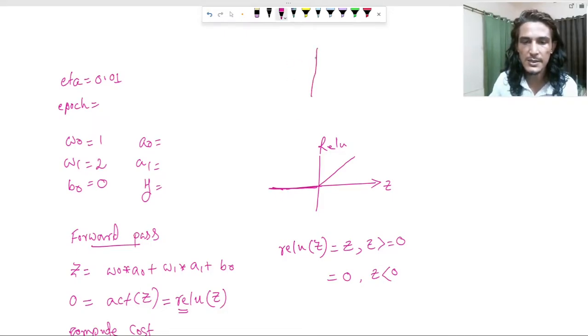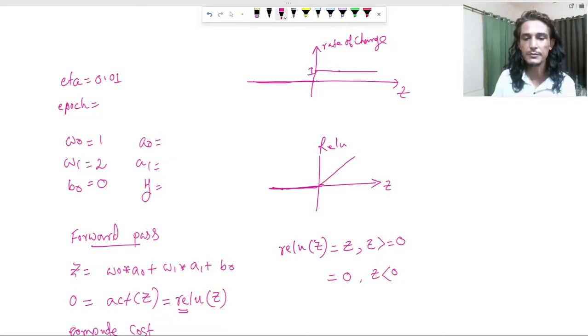Now this is the rate of change, and this is your G actually. At this point there is no change, but as soon as G becomes positive, you can see that the rate of change of this output is linear with respect to this Z. It means it is always the same, it's constant, it's always 1. This is 1.